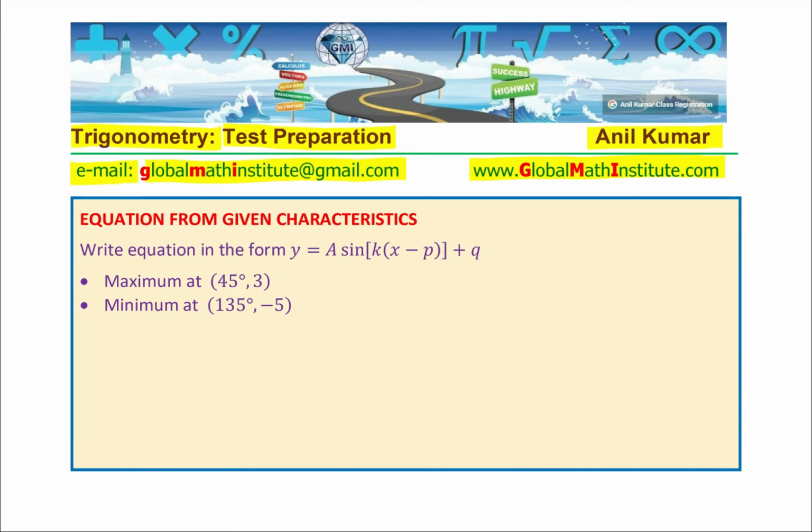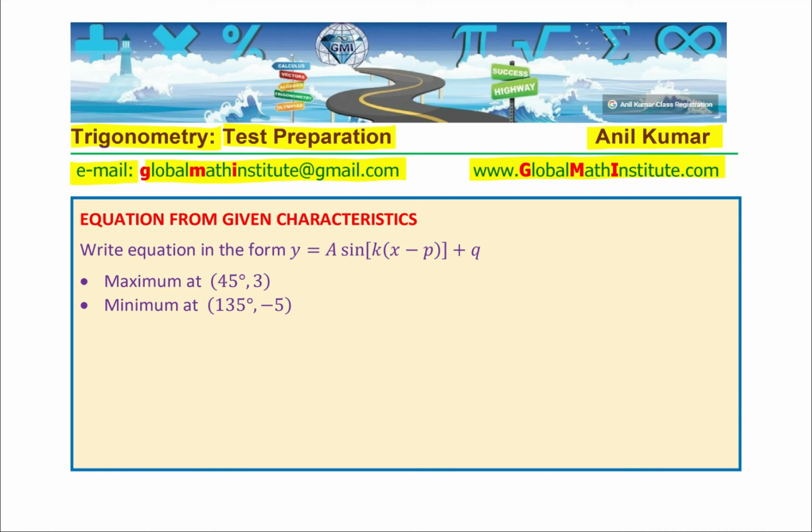The question here is: write the equation in the form y equals a sine k(x minus p) plus q, when the maximum is at (45 degrees, 3) and the minimum is at (135 degrees, minus 5). So on the sinusoidal function, we are given 2 points. One is a maximum value, one is a minimum value. You need to find the equation from the given characteristics.